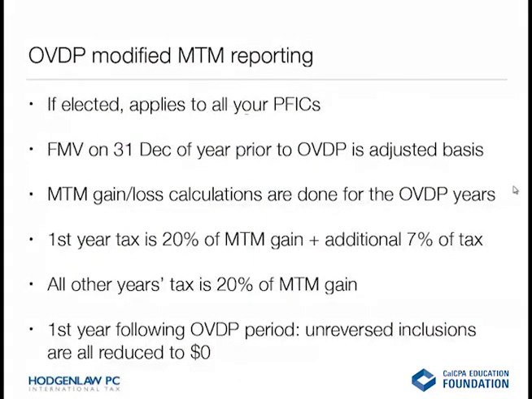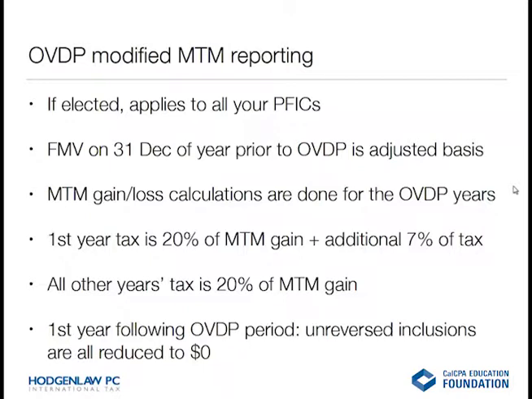So if you're using mark-to-market in the OVDP and you make this election, you have to use it for all of your PFICs. You can't do it fund by fund. The fair market value on the last day of the year prior to the OVDP period is going to be the adjusted basis, unless it was acquired during one of the OVDP years, obviously. You do the gain and loss calculations under the mark-to-market method for all the OVDP years.